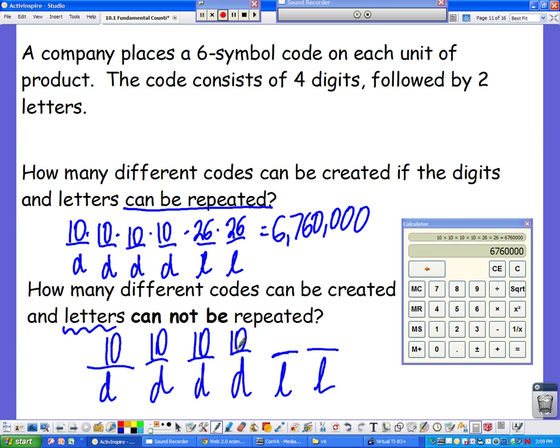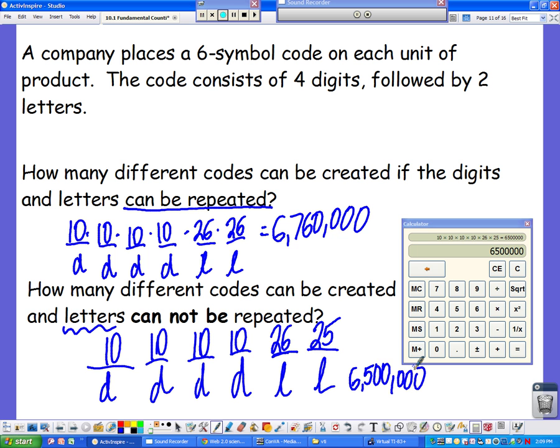But the letters, think about it. How many choices do I have for that first spot? I have 26. If I put one letter in that spot, now how many do I have for the second spot? When I take one away, because I put it in that spot, I only have 25. So 10 times 10 times 10 times 10 times 26 times 25 only gives me 6,500,000. So by just taking away that one letter, it eliminates 260,000 different outcomes that I can have.